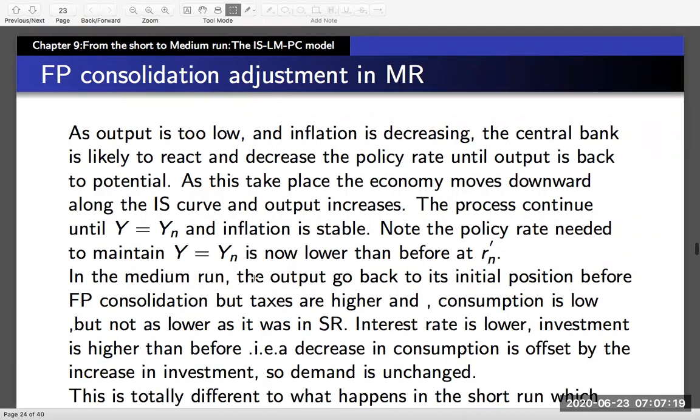The policy rate needs to be maintained at a level that is now lower than before, the natural rate. In the medium run, output goes back to its initial position before fiscal consolidation, but taxes are higher and consumption is lower, though not as low as it was in the short run.